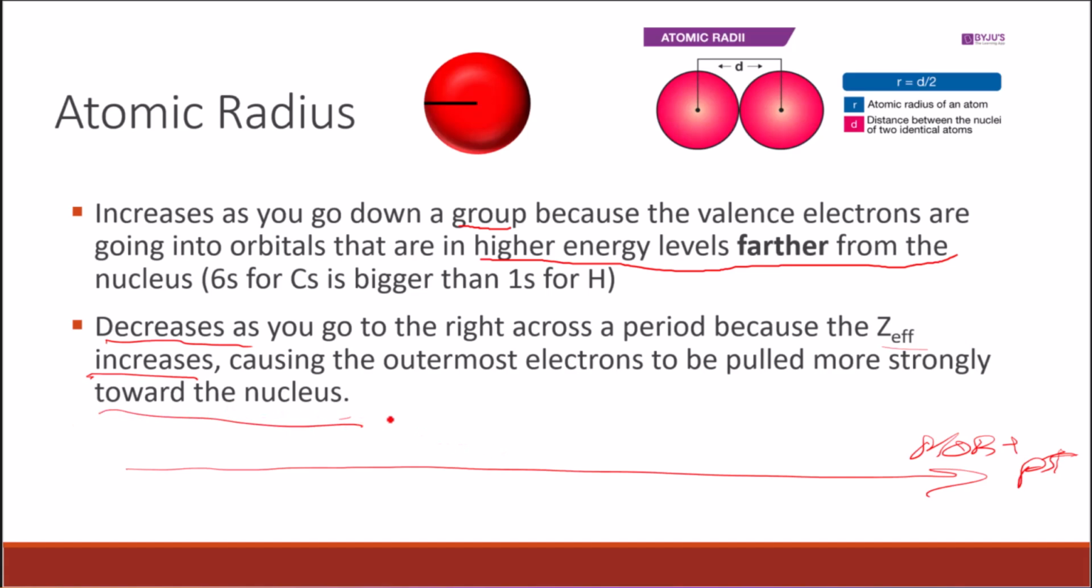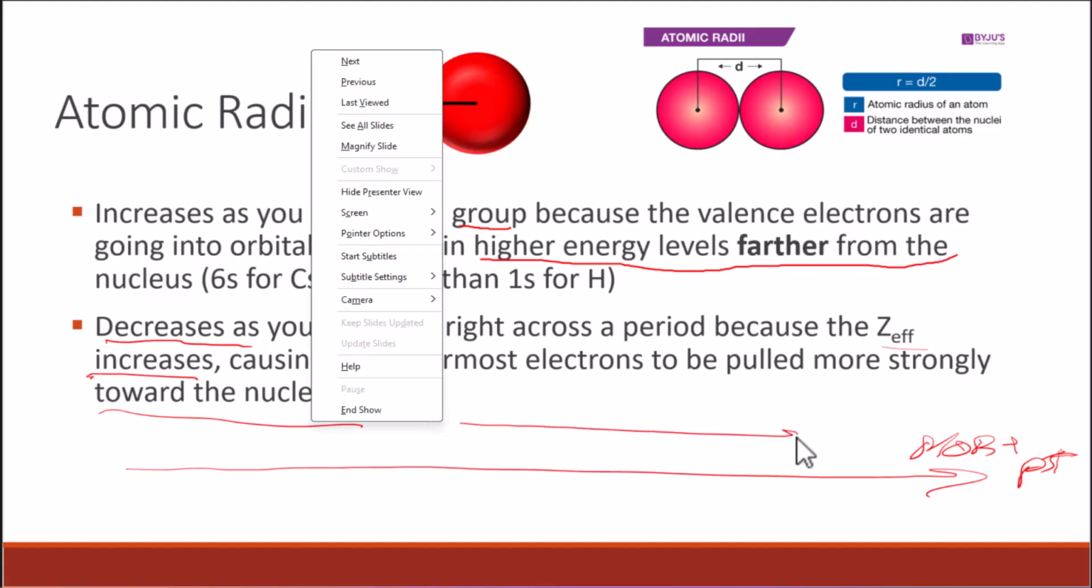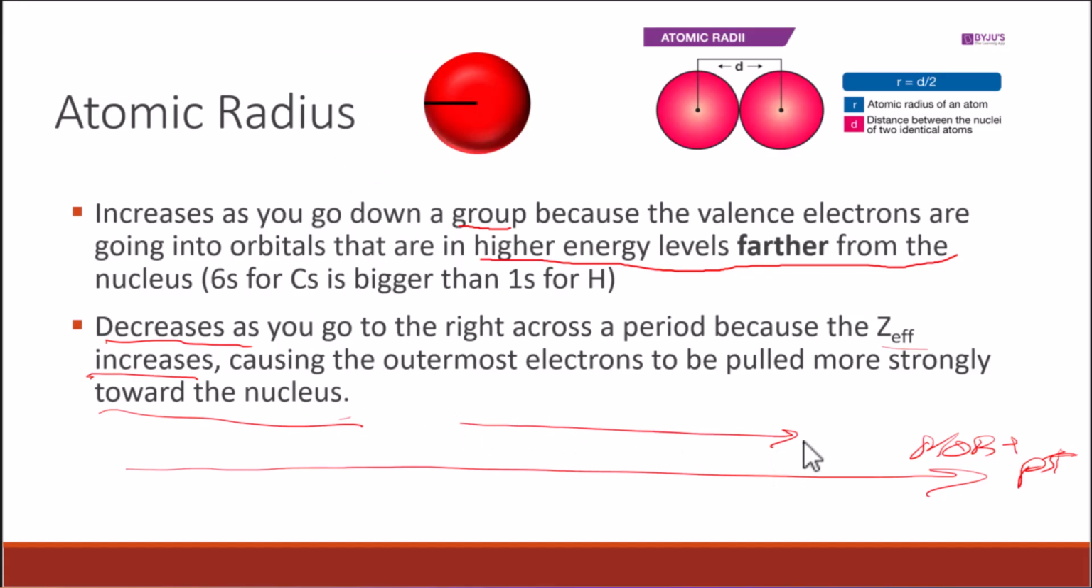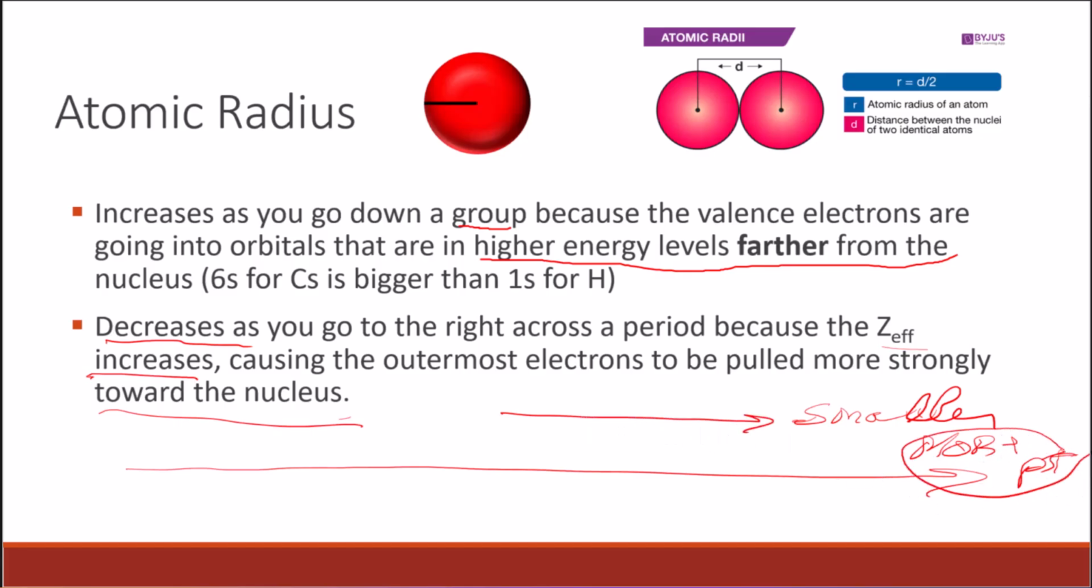That's why the radius decreases going from left to right. That's right. As you go from left to right, the atoms get smaller. The radius decreases. The atoms get smaller as you go across the periodic table, with more protons in the nucleus pulling the electrons closer to that nucleus.